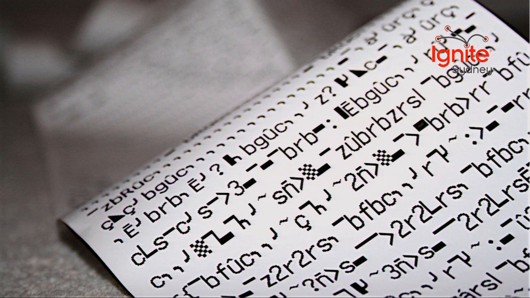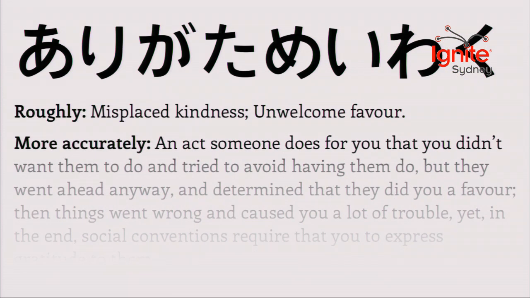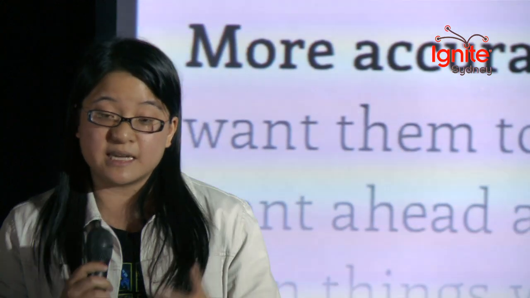For example, in English, we don't have a word for when someone helps you out, but you really, really wish they didn't help you out. But due to social conventions, you still had to say thanks and pretend all's well and good. Well, the Japanese have a word for that. Arigata meiwaku. We don't have a word for it, but I'm sure we know that feeling.